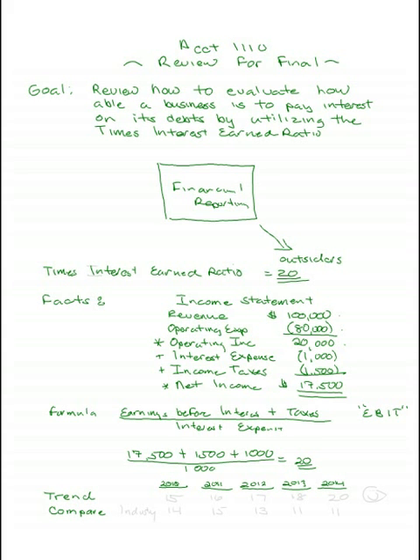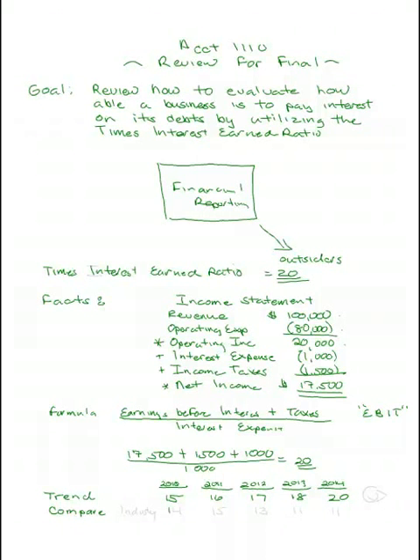Let's say for our business, the trend for us has been, in 2010, our times interest earned ratio was 15. In 2011, it was 16. In 2012, it's 17. 2013, 18. And this year, it's 20. Since we like a good, strong ratio here, you could say our ability to pay our interest has been improving over the 5-year period. Let's further compare it with our competitors.